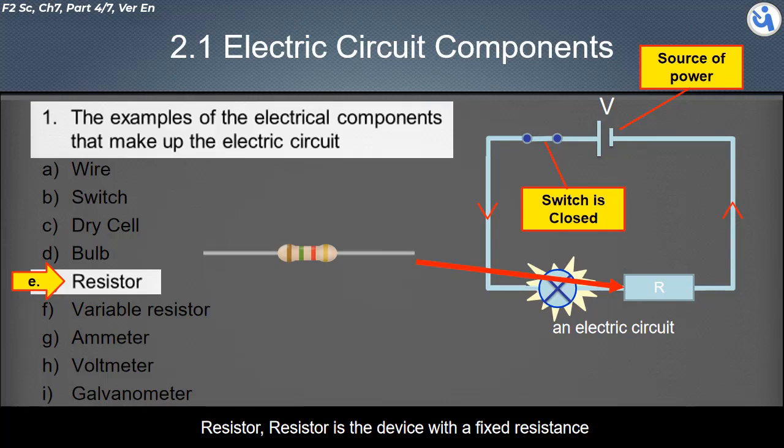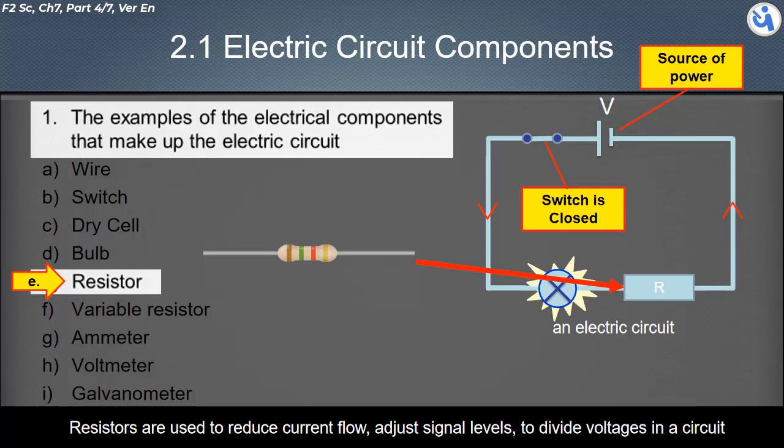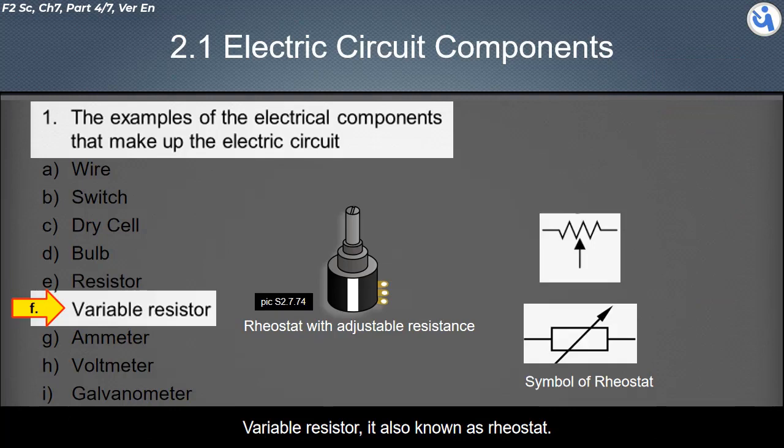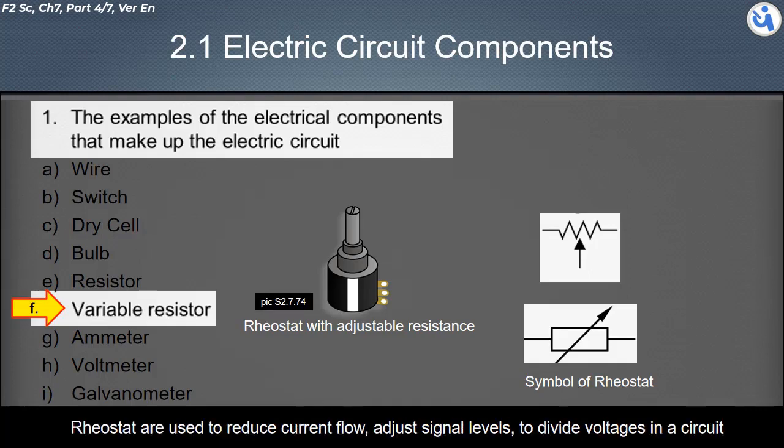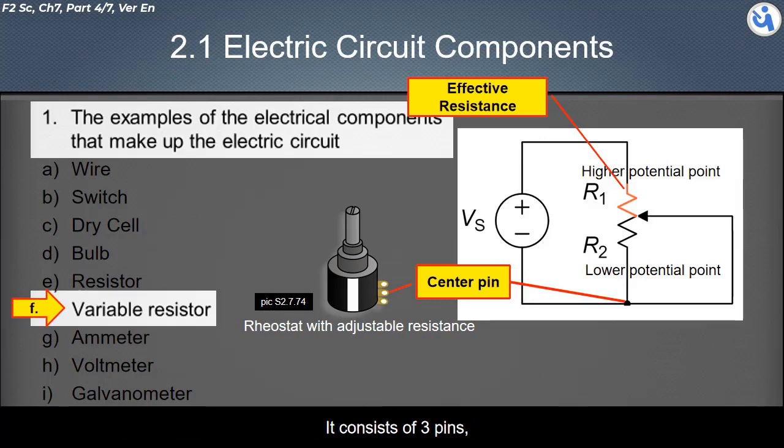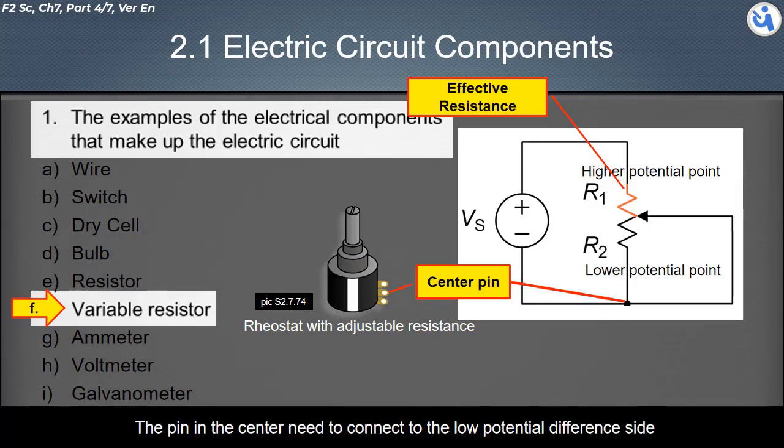Resistor: a resistor is a device with a fixed resistance. Resistors are used to reduce current flow, adjust signal levels, and divide voltages in a circuit. Variable resistor, also known as a rheostat, is a resistor with adjustable resistance. Like the resistor with fixed resistance, rheostats are used to reduce current flow, adjust signal levels, and divide voltages in a circuit. It consists of 3 pins. The pin in the center needs to be connected to the low potential difference side.